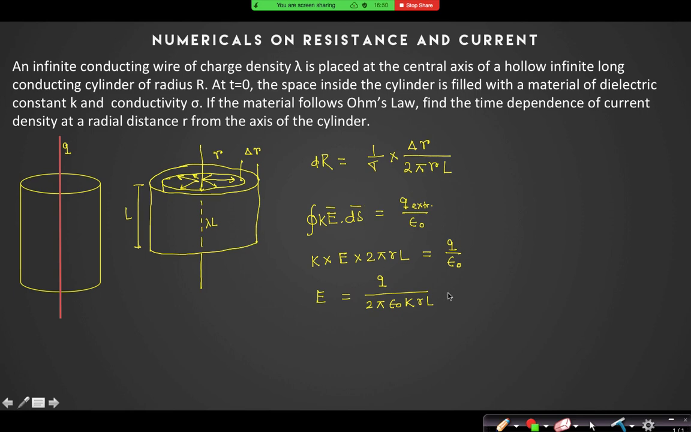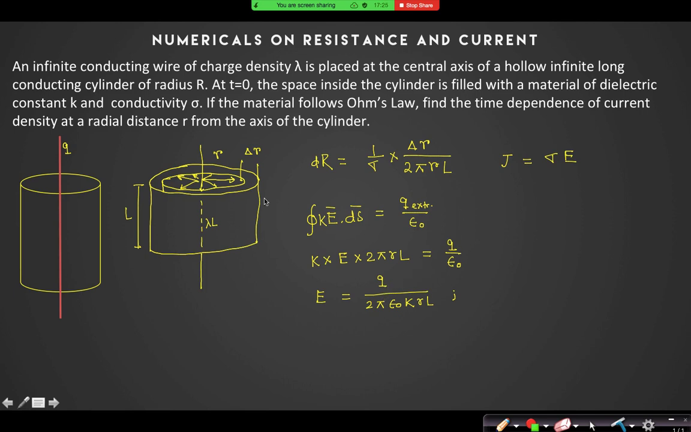And I can find the current density. I have to find the current density, right? So current density at this point is equal to sigma into E. Look, I know the value of sigma. I know the value of E. But the problem is that I do not know what is the value of Q. So the only thing that I have to now find is the value of Q. How do I find the value of Q?